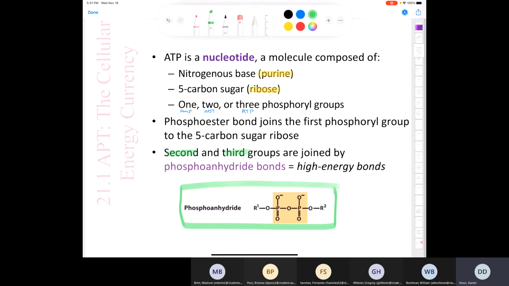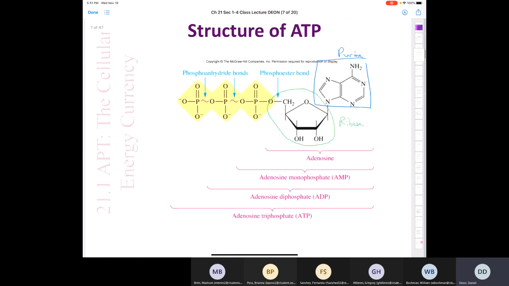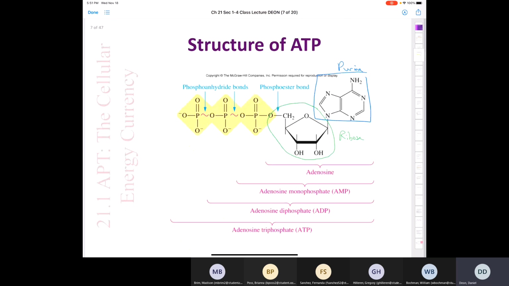You should be able to recognize a phosphoanhydride if you see it in a question or something of that ilk, or anywhere you see it in the textbook. All right. So there's the structure of ATP. It's a really interesting looking molecule. It's a lot bigger than most of the molecules that we studied in the organic chemistry section of this course. But again, you don't have to have the whole thing memorized. You should be able to recognize it when you see it.